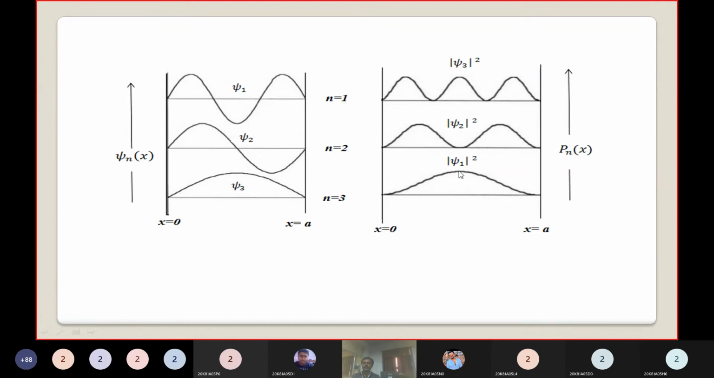So what is the most probable finding of the particle? Here it will be maximum. That means the wave function will be maximum here. So where is the probability of finding the electron, where the electron will be present? At this position we can find the particle. So maximum probability will be at x is equal to a by 2.